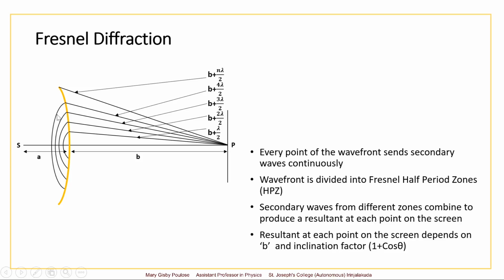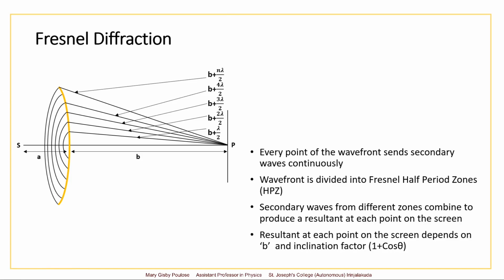And this region between the third half period zone and the fourth line will be the fourth half period zone. Likewise, we draw circles. And the last zone will be the nth half period zone.